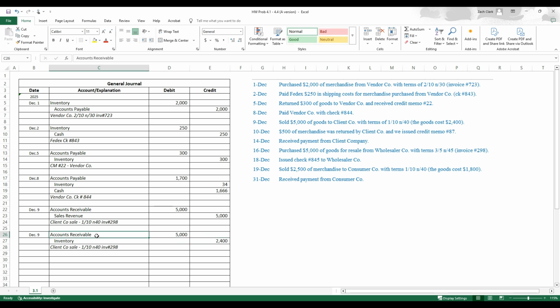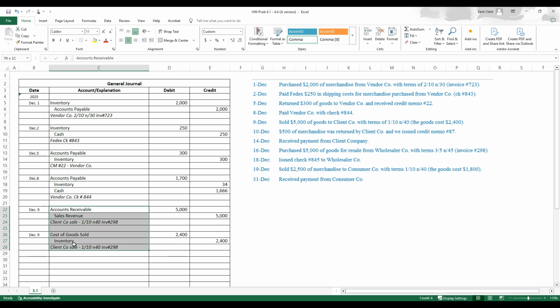And then we don't want to debit accounts receivable here. What we want to record is then the cost of the inventory to go to our income statement as an expense. And that's called cost of goods sold, essentially. So this is the expense that reduces our sales revenue to reflect the amount that we had to pay to get that inventory in the first place to sell it.